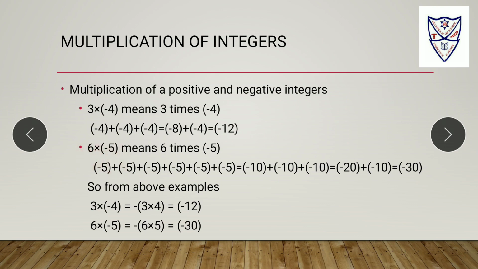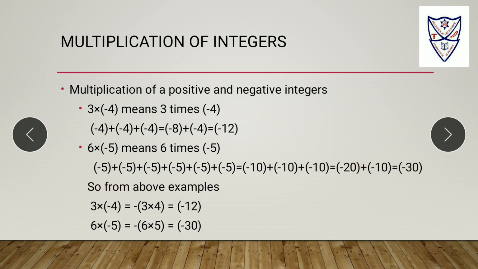6 multiplied by minus 5 means 6 times minus 5. 6 times minus 5 means minus 5 is added 6 times. Now we will make 3 pairs: minus 5 plus minus 5, that is minus 10, this one minus 10, and this one minus 10. Minus 10 plus minus 10 is minus 20, plus minus 10, that is minus 30.